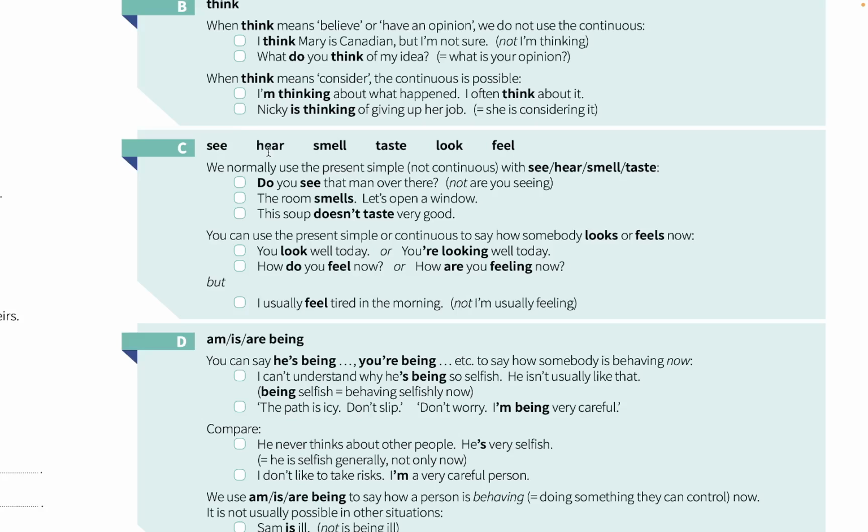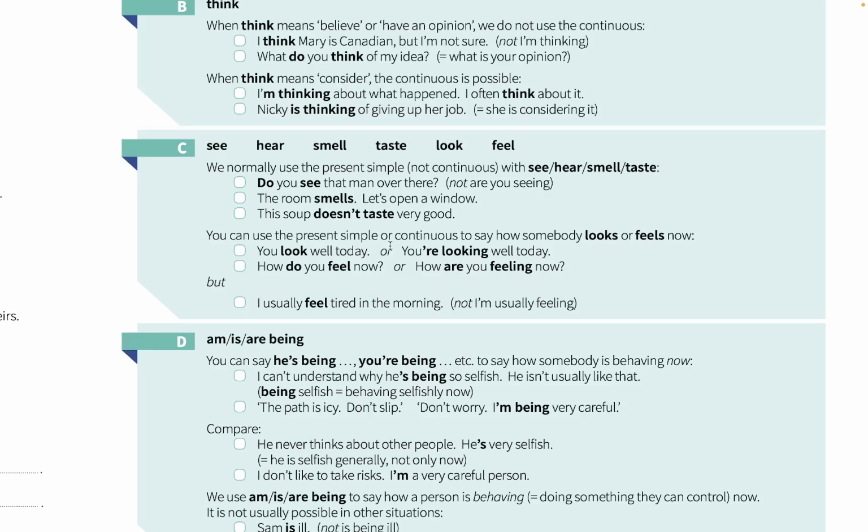See, hear, smell, taste, look, and feel. We normally use the present simple and not continuous with see, hear, smell, taste. Do you see that man over there? Not do you seeing or are you seeing? The room smells. Let's open a window. It's not the room smelling. And this soup doesn't taste very good. It's not this soup doesn't tasting very good.